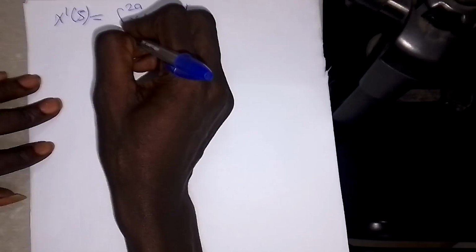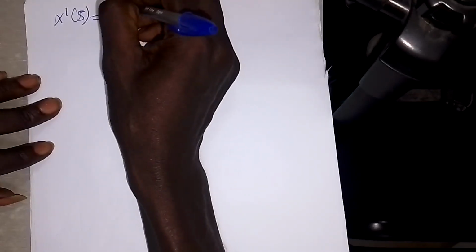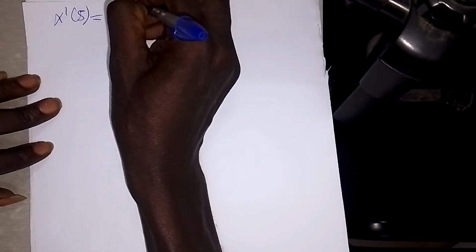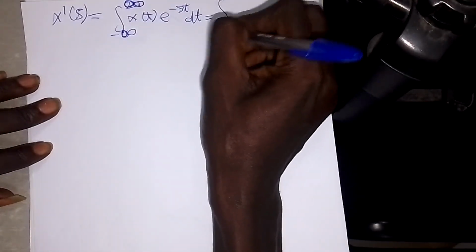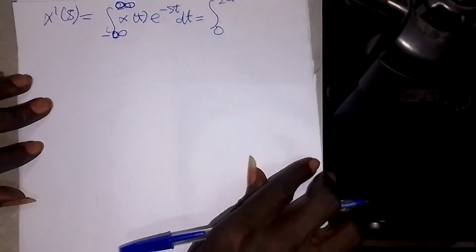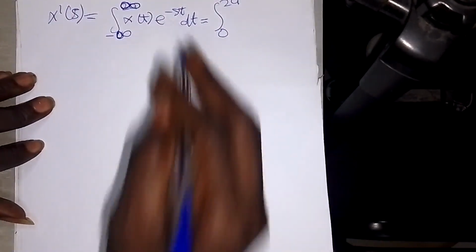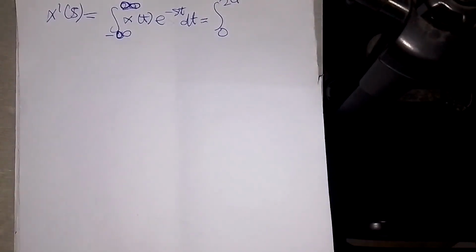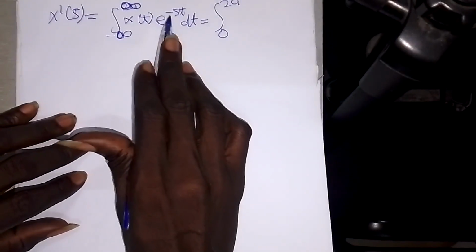If I write it like this, then allow me to write here the limits, minus infinity to infinity. Then if I come here, I can write here 0 and here 2a. Okay. And then what is the function? x of t here is equal to 1. Okay, so 1 times this one will remain this one.